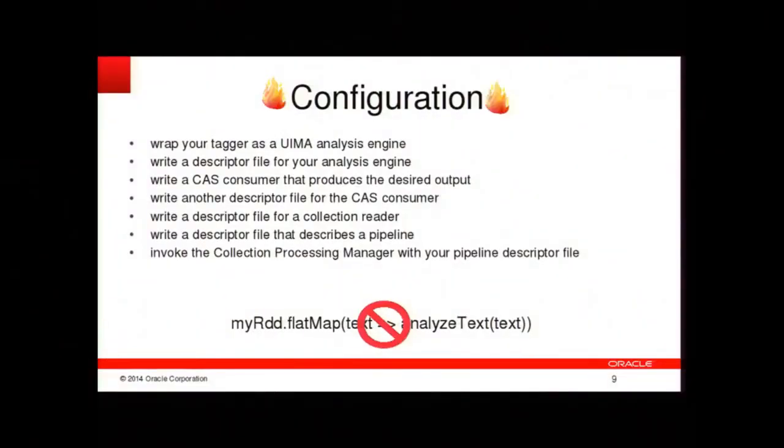As with many frameworks, the price of admission to abstraction paradise, so to speak, is configuration hell. And UIMA is no exception here. If you'd like to tag some text with your analysis engine, you just have to do these seven simple steps. Wrap your tagger as a UIMA analysis engine in their API. Write an XML descriptor file. Write a CAS consumer. This is an object that takes information out of the CAS and writes it out. Write another descriptor file. Write another descriptor file. Write another descriptor file. And then invoke this thing called the collection processing manager with yet another, I guess it's with the previous descriptor file.